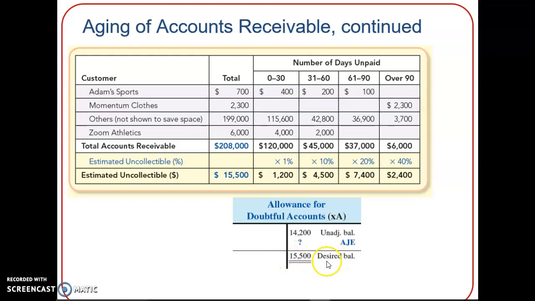And then we just calculated that the desired balance, or the target balance of estimated uncollectible accounts, is $15,500. So before the adjustment, we have $14,200 in credit balance. After the adjustment, our goal is to arrive at $15,500 in desired balance. So what's the adjustment journal entry we have to make here?